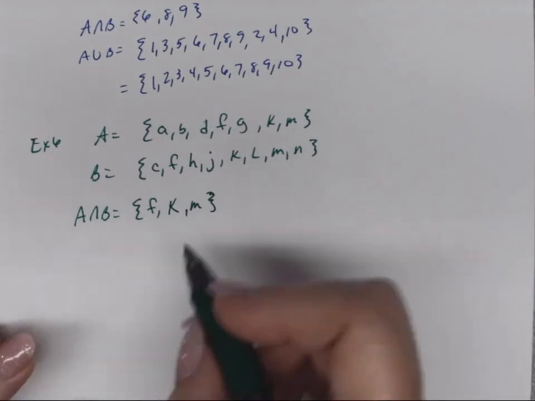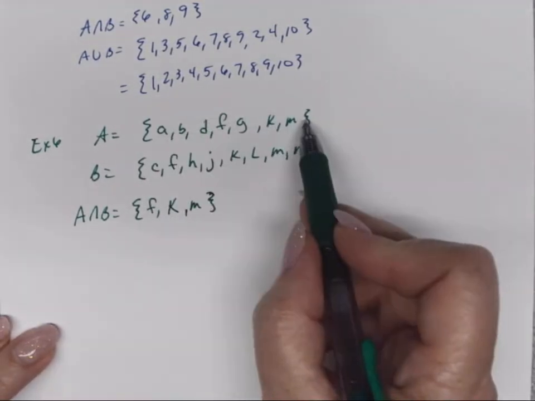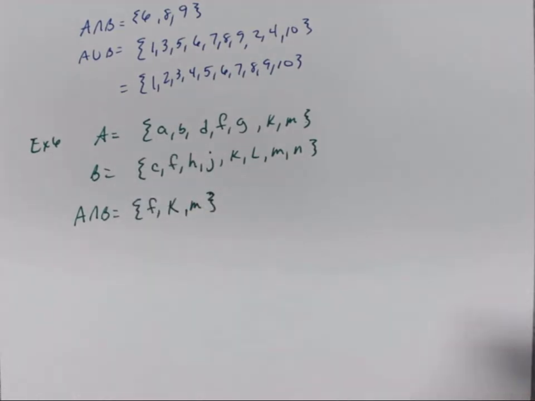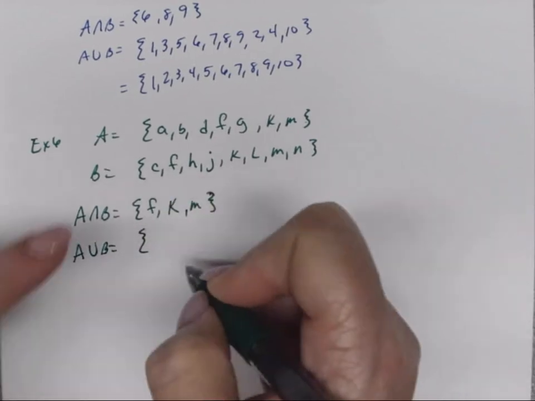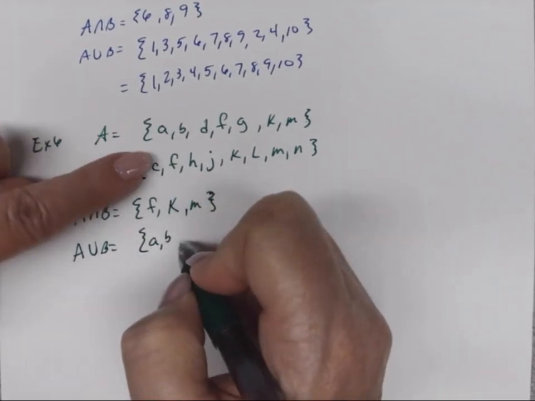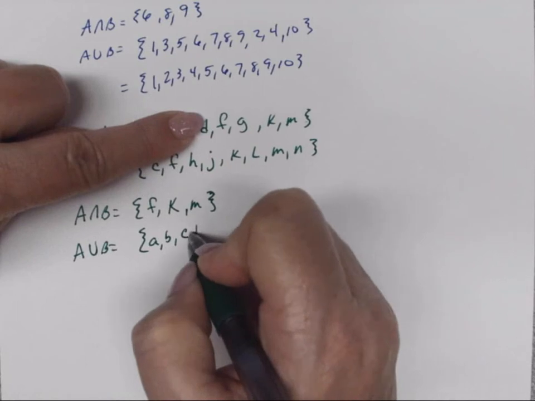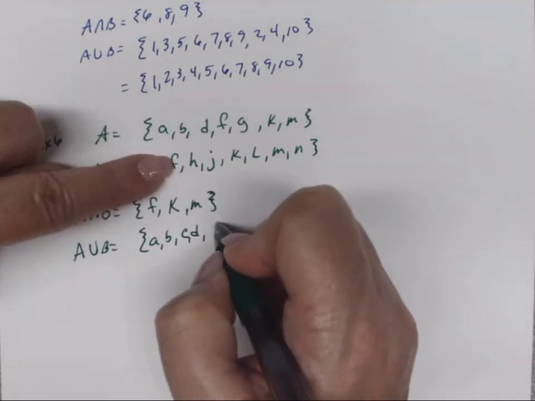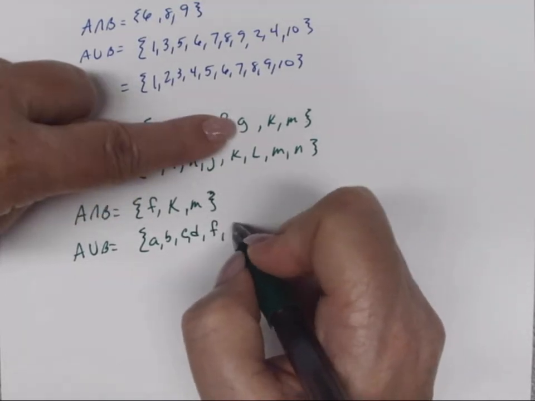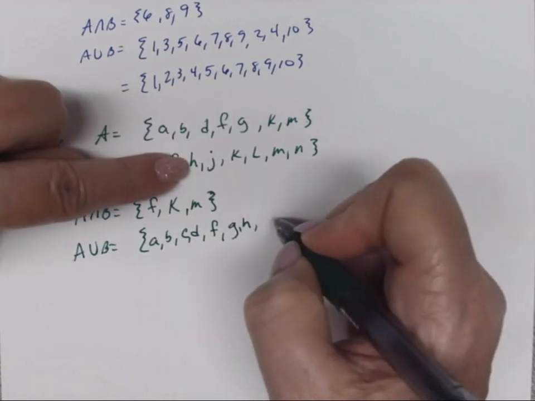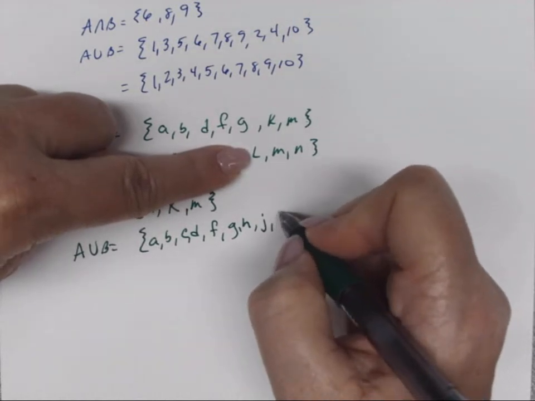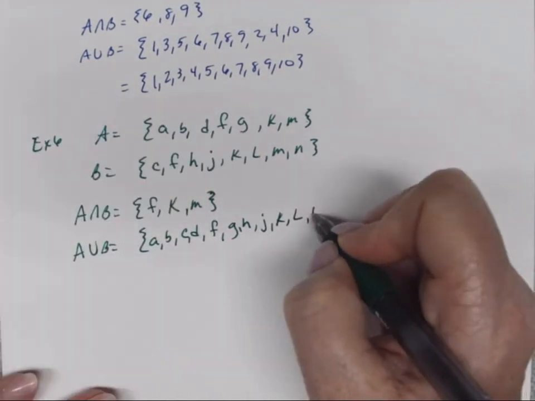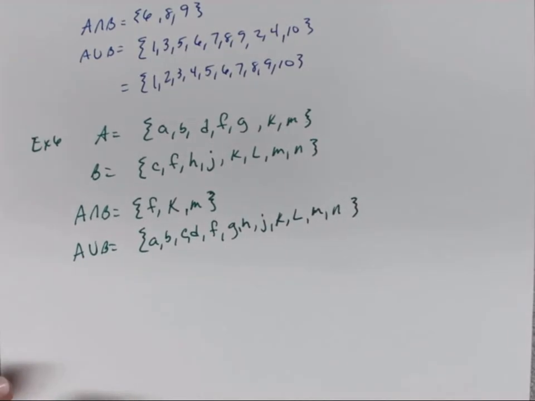And then you can write it all as one set and then fill in, or you can put it together alphabetical. A union B, so we have A, B, C, D, F, G, H, J, K, L, M, and N. So if you want to do it alphabetical, you can. It doesn't matter either way to me.